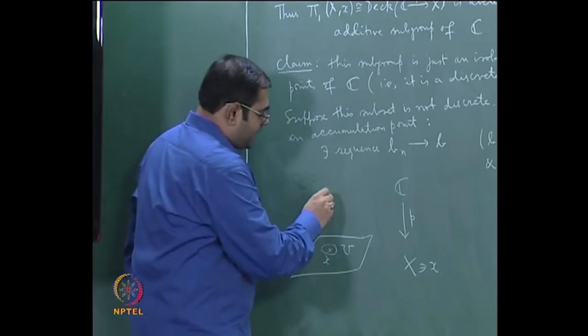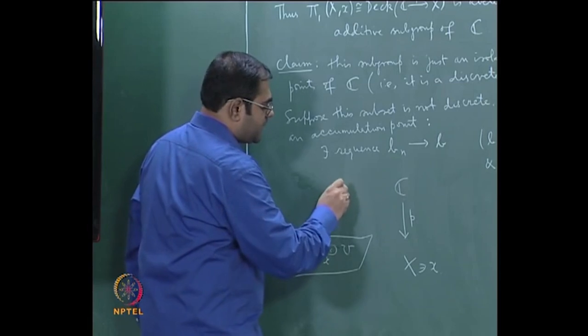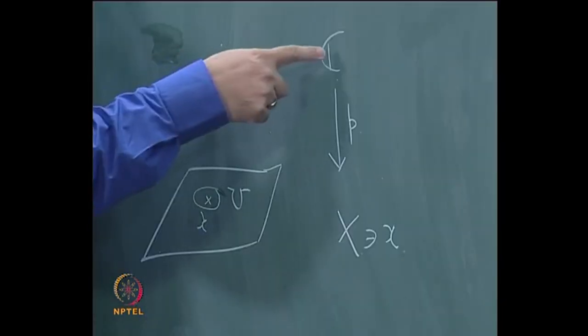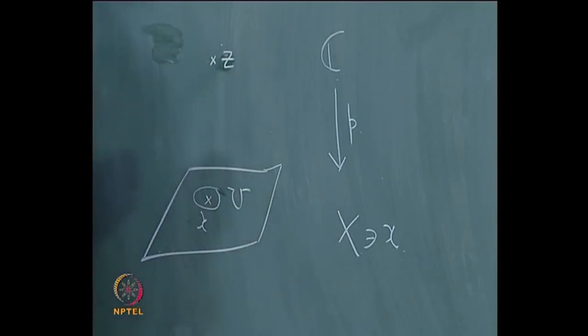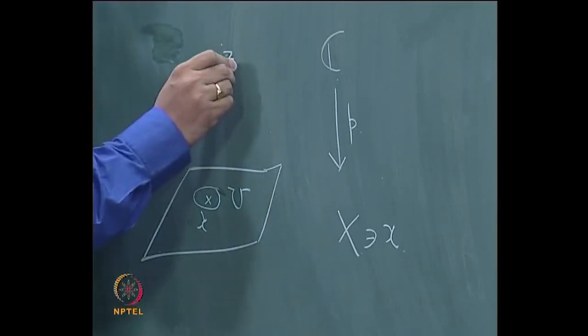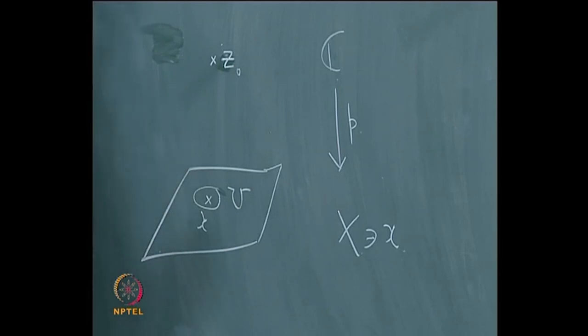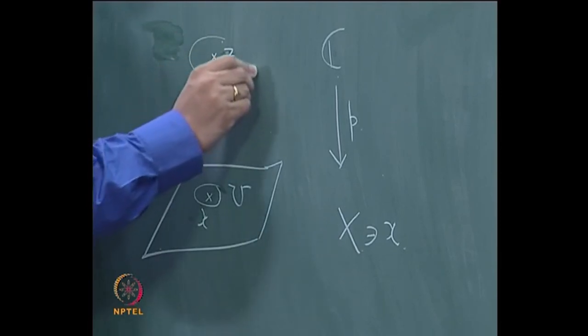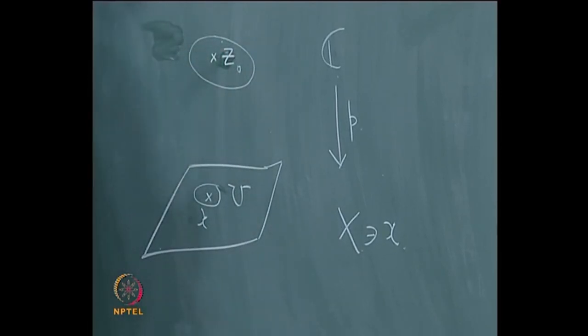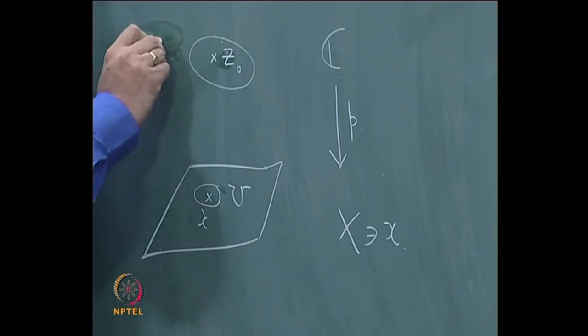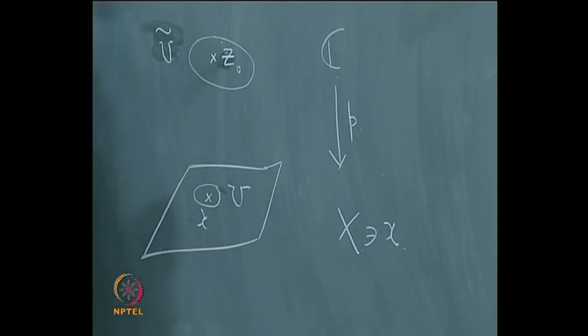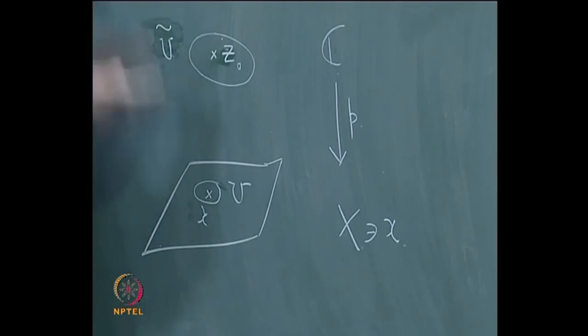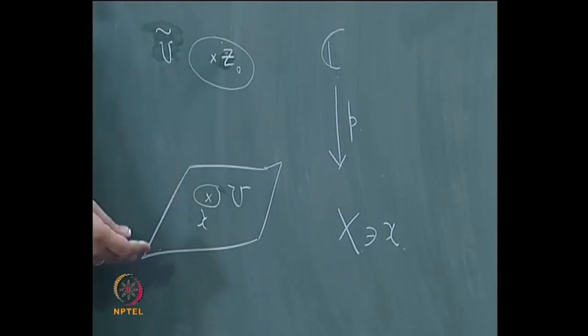So in other words, if I take a point X tilde here, since this is the complex plane, I will take the point as Z, or let us say Z naught. So if I take a point Z naught here, then I will get a neighborhood surrounding Z naught, which I will call U tilde. And P restricted to U tilde, from U tilde to U, will be a homeomorphism. That is because of the covering property, the property of the covering space.